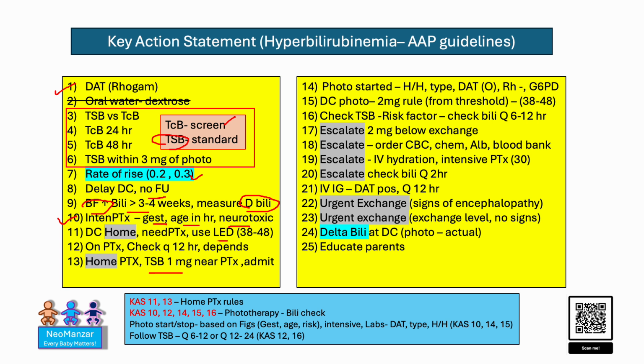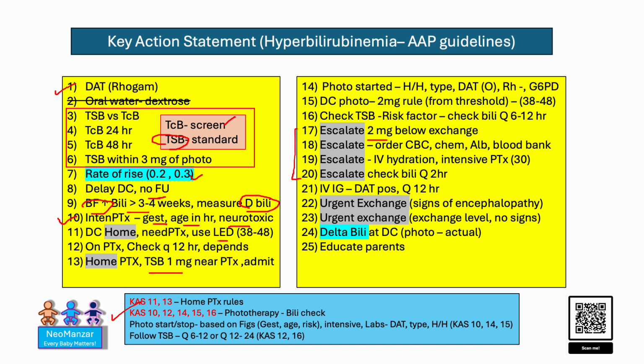Then there are 4 or 5 key statements that are pertinent to phototherapy, which are listed here. So basically 10, 12, 14, 15, and 16 talk about when to start phototherapy and when to stop phototherapy, basing on, of course, the criteria. So that's again easy. Then if phototherapy is not working, or if the level is rising and it's only 2 milligram below exchange, of course we have to escalate.